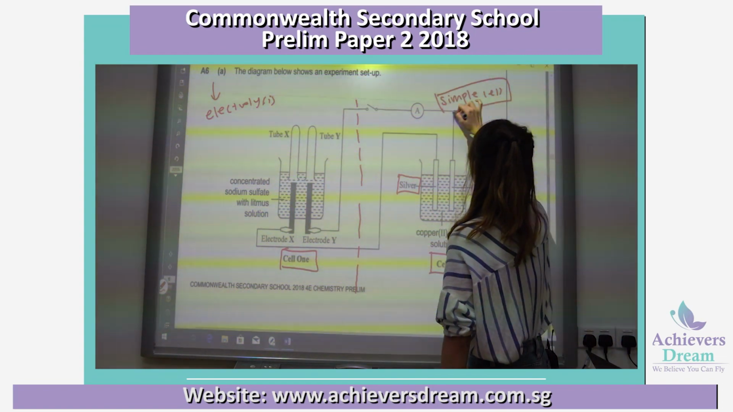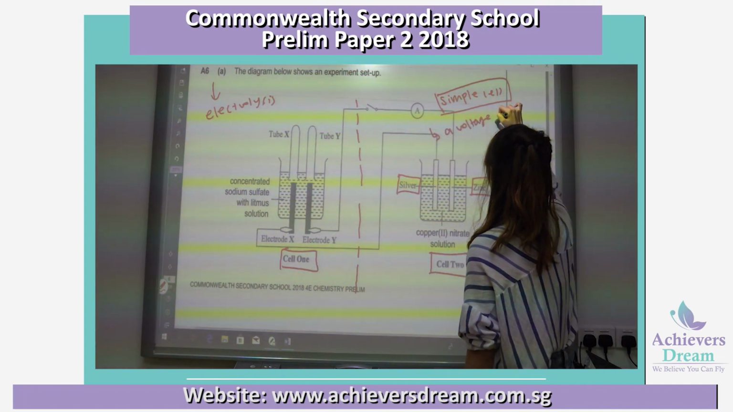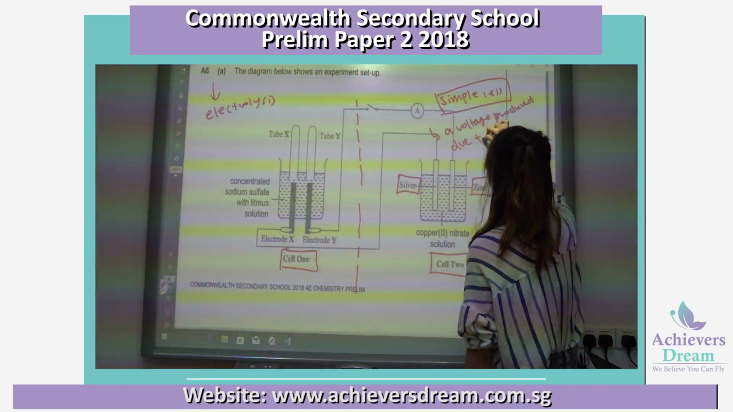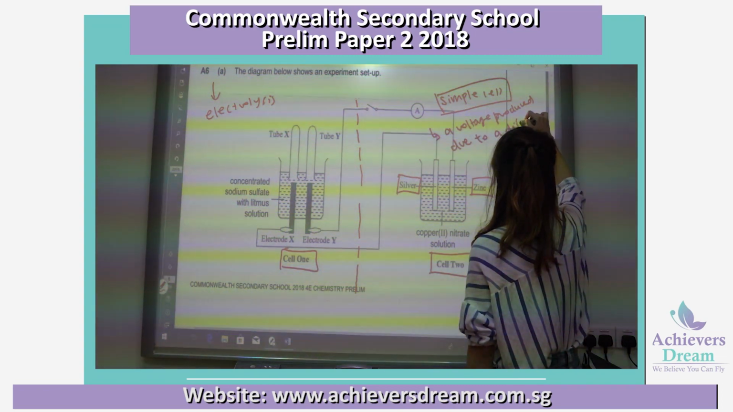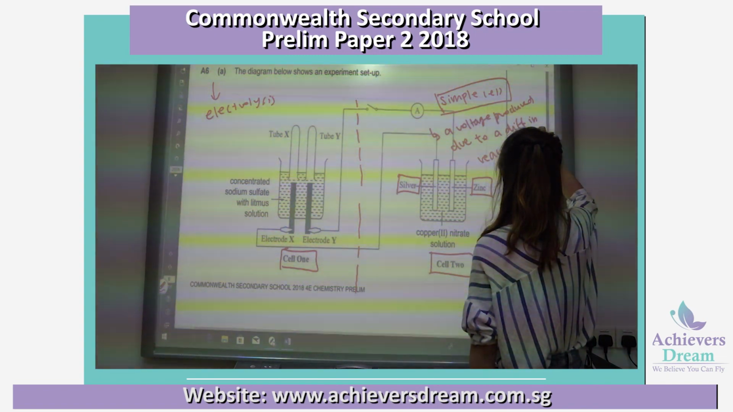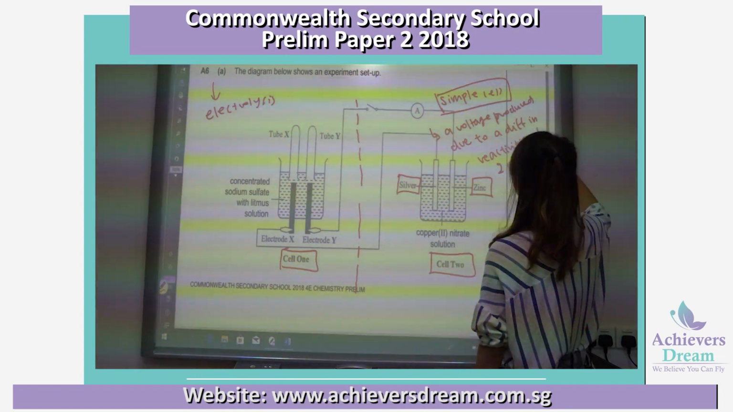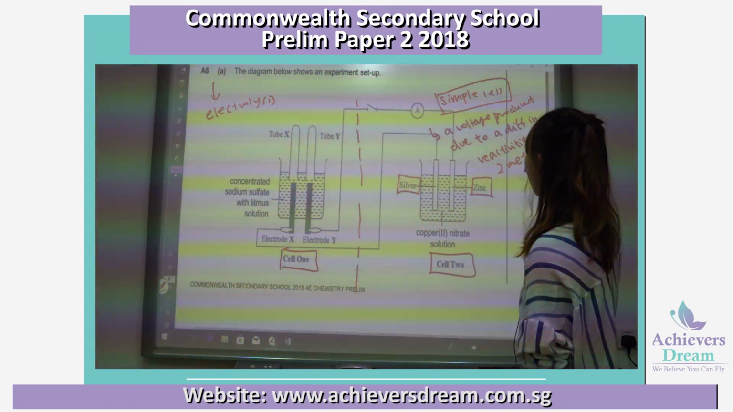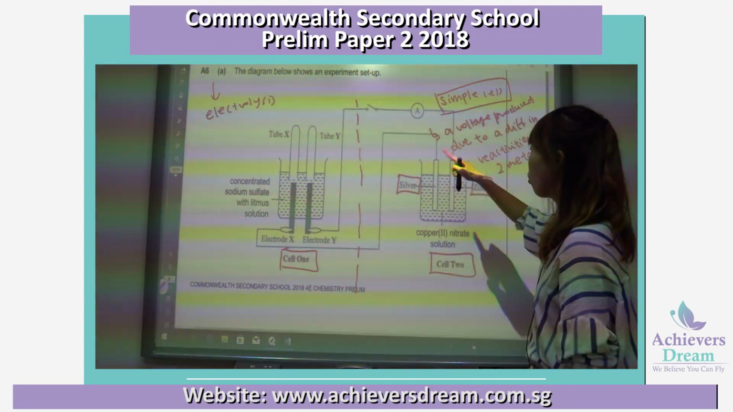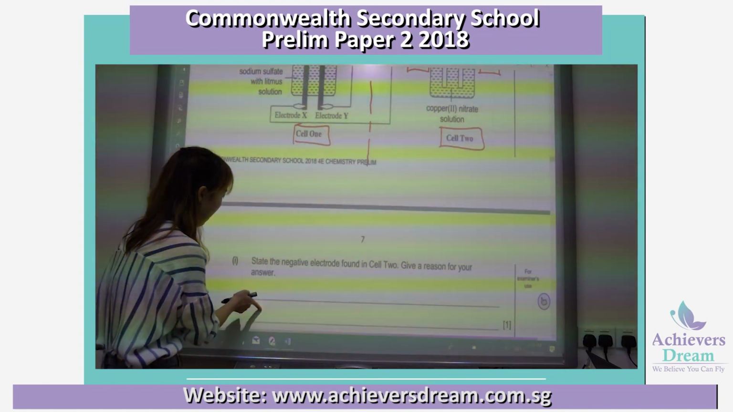The concept behind simple cell is that there will be a voltage produced due to a difference in reactivities of 2 metals. This is the concept of simple cell. There must be 2 different metals with different reactivities in order for a voltage to flow through. Okay, so now let's focus on part 1.